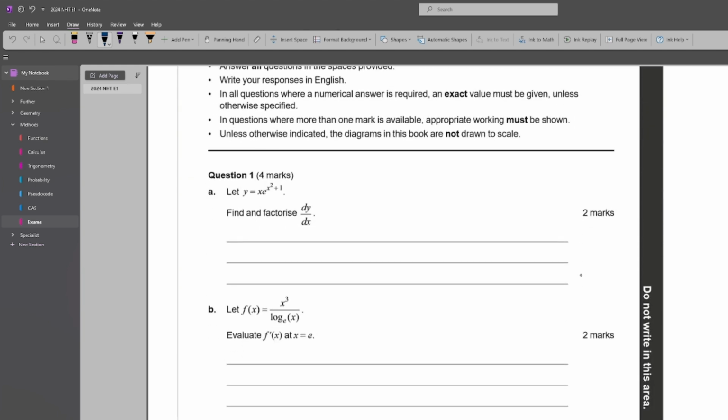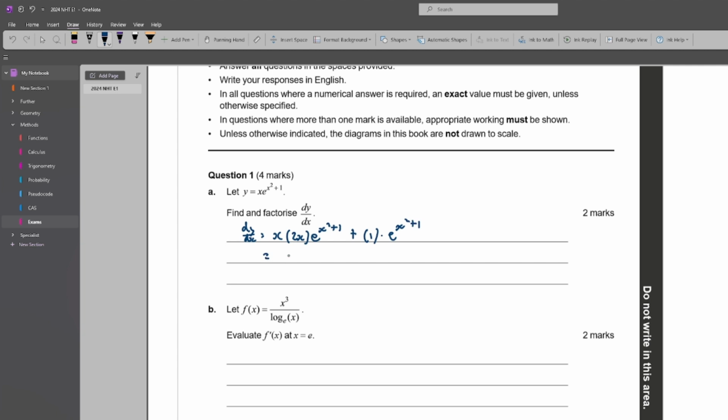So let's get started. Like always, question 1 is just finding a derivative. Here it actually says find and factorize, so we'll need to factorize our answer. But let's find dy dx. We've got a product of two functions, so let's use the product rule, left d right, and then right d left. So x, and then the derivative of e to the x squared plus 1. And then the derivative of x is just 1 times e to the x squared plus 1.